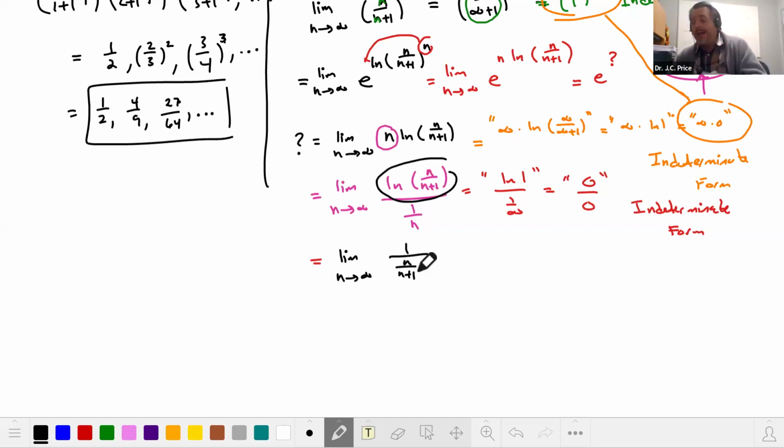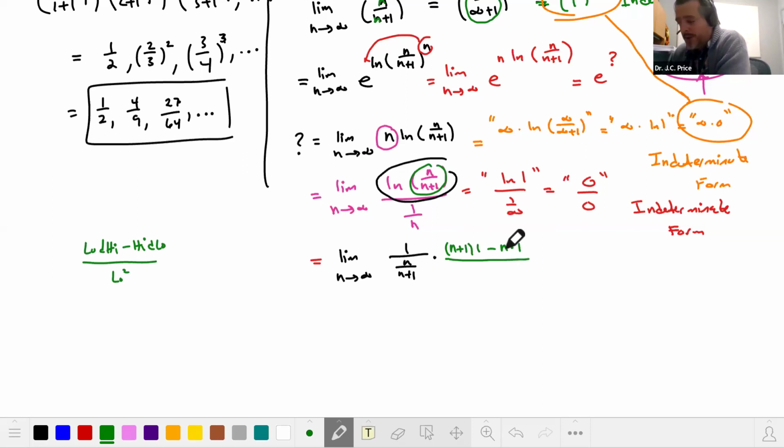So remember, the derivative of the inside, it's a quotient rule, guys. So this is a quotient. And so it's just going to be low d high minus high d low, all over low squared, and away we go. So you're going to do n plus 1, and the derivative of the high function is just 1, minus the high function, which is n, and then the derivative of the low function, again, is just 1. The derivative of n plus 1 is 1. And then all over low squared, so n plus 1 quantity squared.